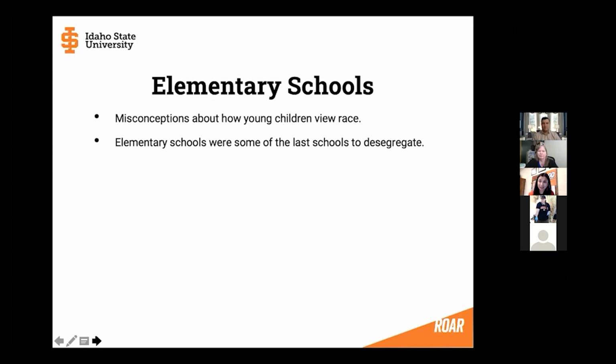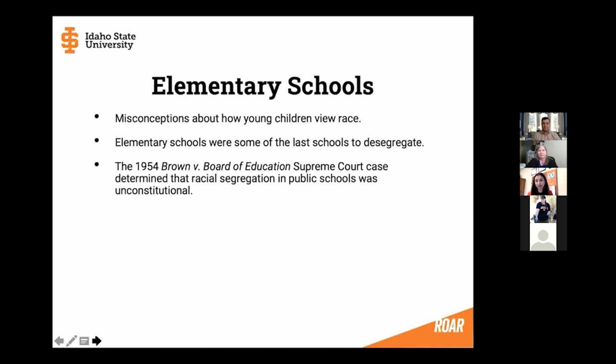So there was a lot of resistance and a lot of organization to not allow elementary schools to come together and be desegregated. And many scholars and researchers even believe today that since the 1954 Brown versus Board of Education court case, many of our elementary schools continue to be stubbornly segregated. Some data suggests that they're even more segregated today than they were in the 80s.